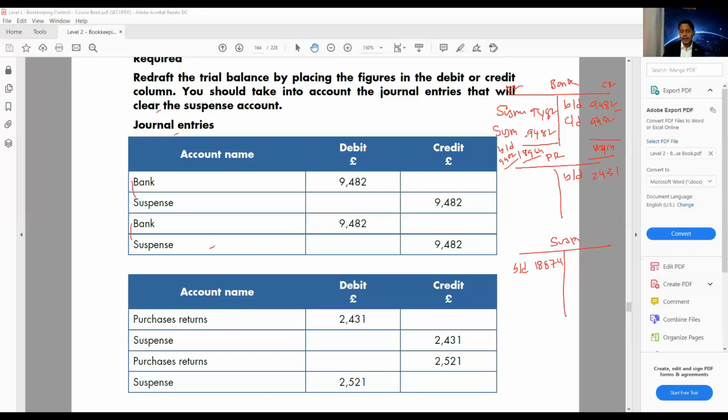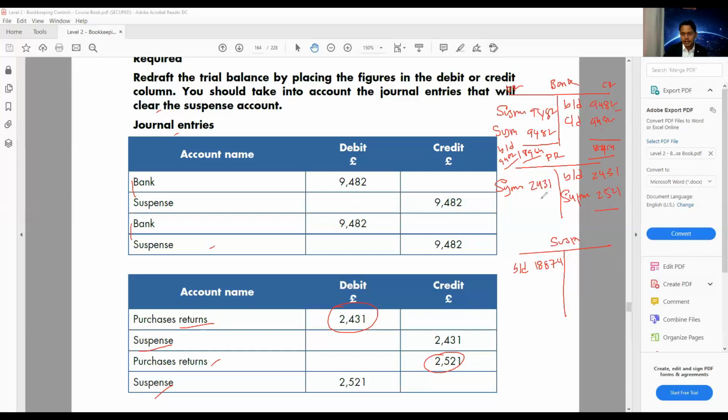Move to the next one, purchase return. The opening balance is on the credit side. Purchase return is debit, so on the debit side, I'm going to write suspense, because we don't write the account holder's name inside the account, isn't it? We write the opposite. Then this time purchase return is credit, so I'm going to write on the credit side the opposite name, suspense. So how much? 2521.